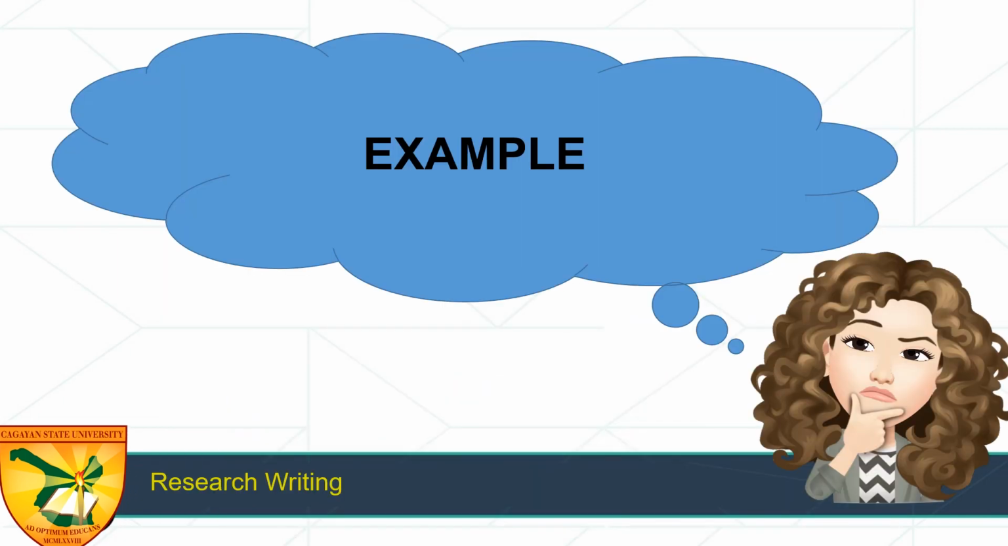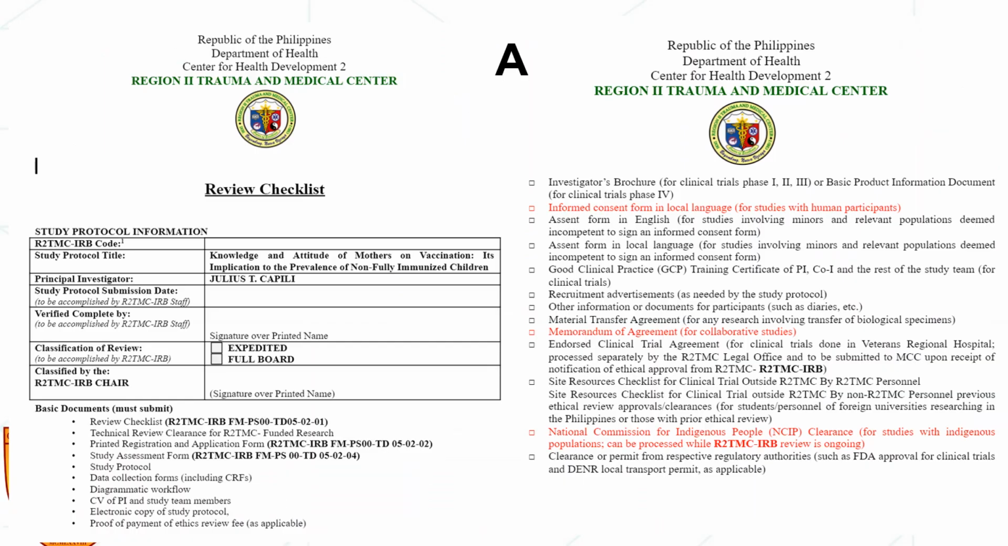So just quickly, and to make it easy for you who will be applying for ethics clearance, this is an example. This is letter A, the review checklist. So you will see here in the review checklist the basic documents that you need to submit. This review checklist itself, that's why I lettered it A.